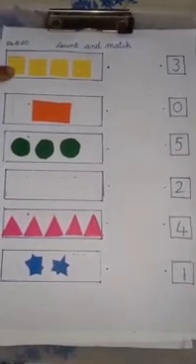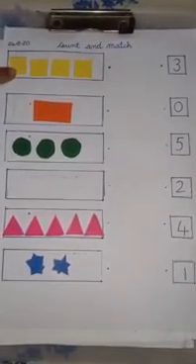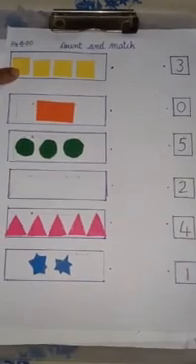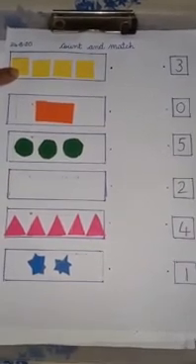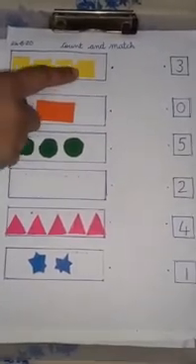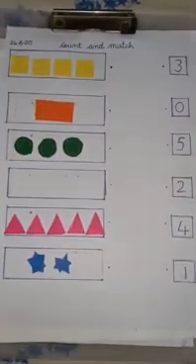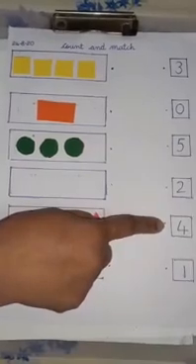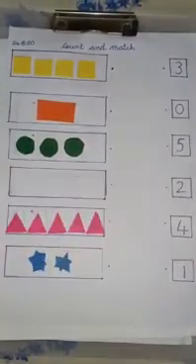Let's start with the squares. We will start counting the number of squares in the first set. 1, 2, 3, 4. Now where is number 4 here? Yes, this is number 4. So with your crayon, you draw a line from the object to the number.